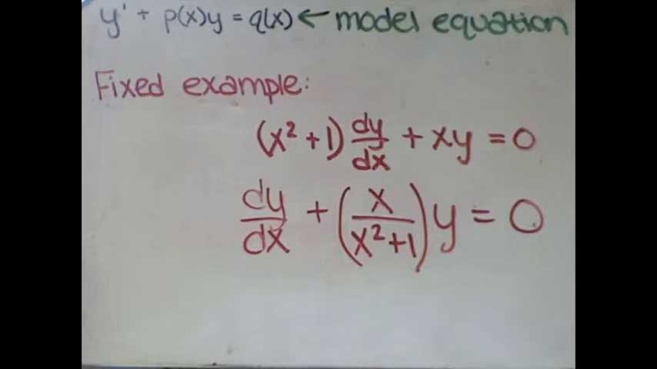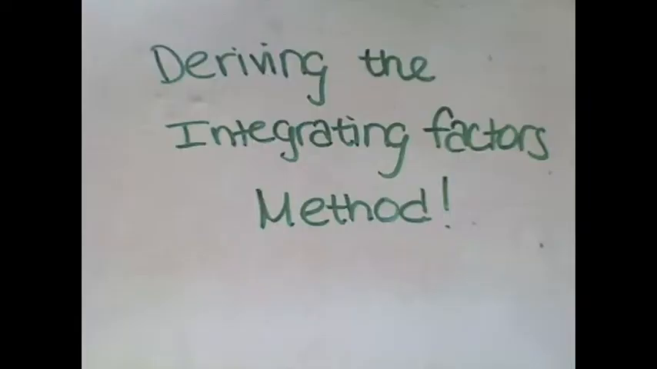And we can now see that it is in the model equation form, where dy over dx represents the y prime, x over x squared plus 1 times y represents p(x) times y, and 0 represents q(x). So now we are ready to use the integrating factors method. First off, I'm going to derive the integrating factors method, that way you'll understand better where the equations come from.